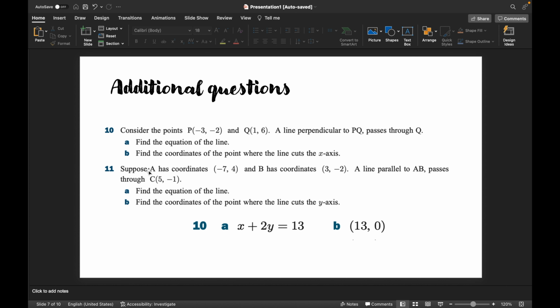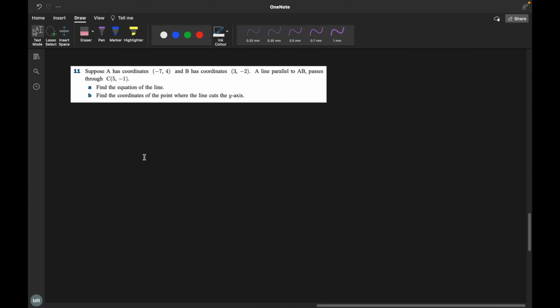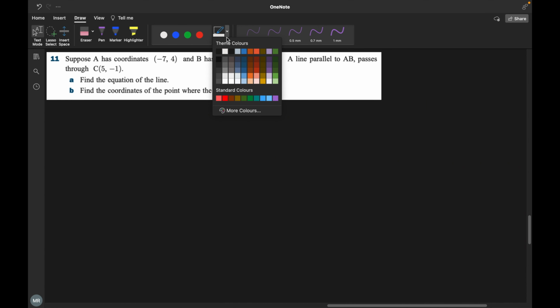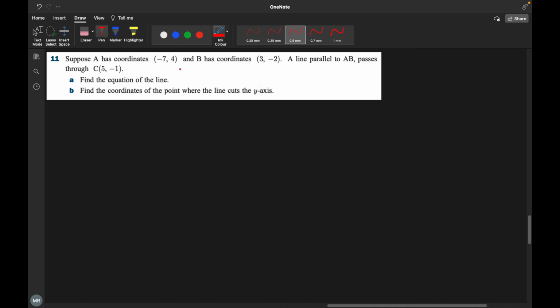states the following. Suppose A has the coordinates of negative 7 comma 4 and B has coordinates of 3 comma negative 2. A line parallel to AB passes through C, which is 5 comma negative 1. We have to find the equation of the line. Okay, so we know that if a line is parallel to another line, the gradient will be the same. So now let's find the gradient.